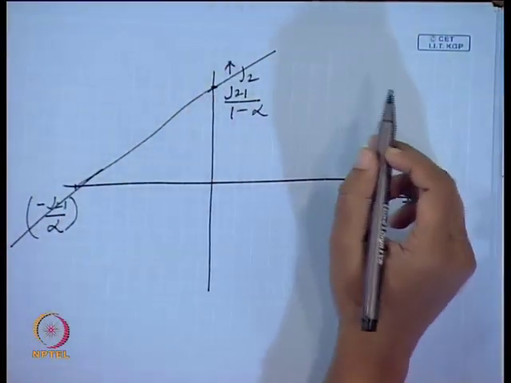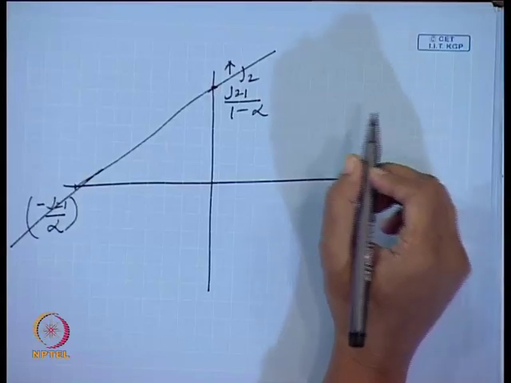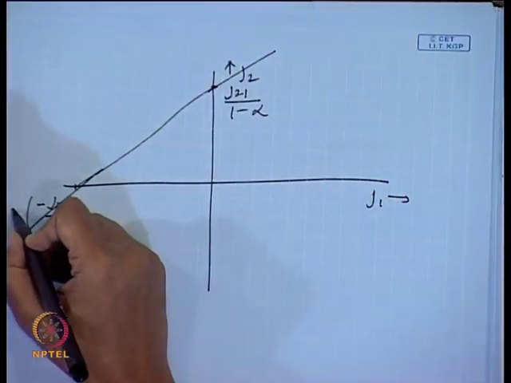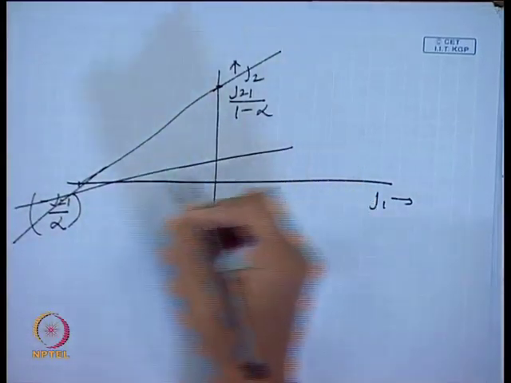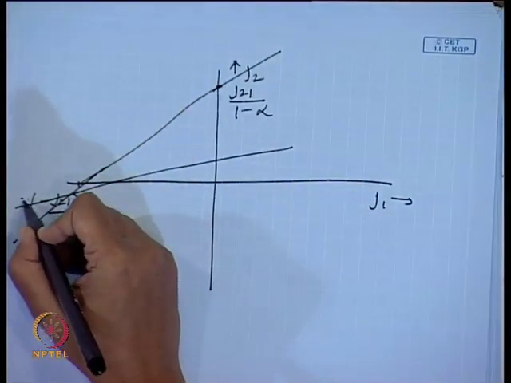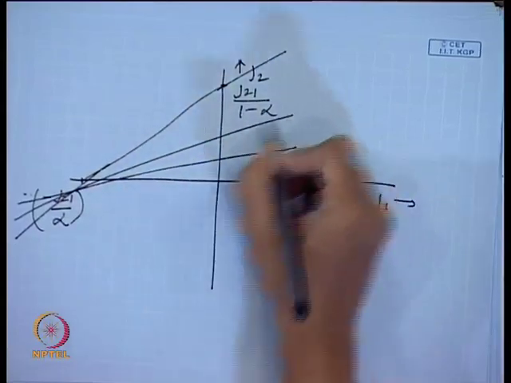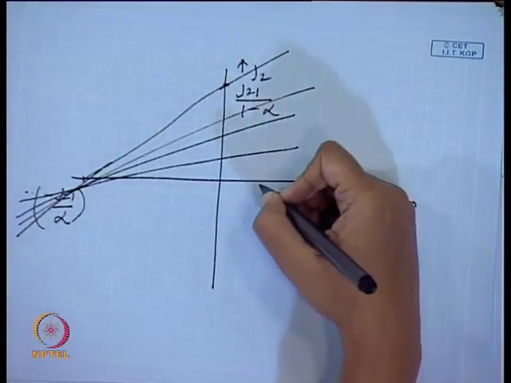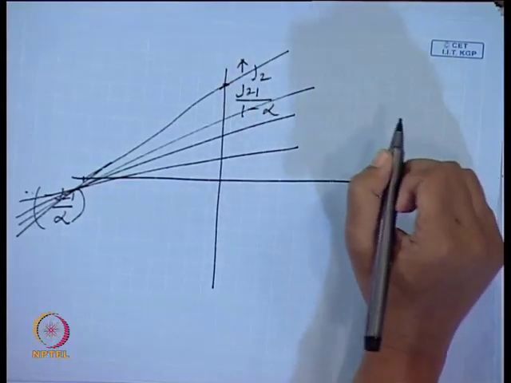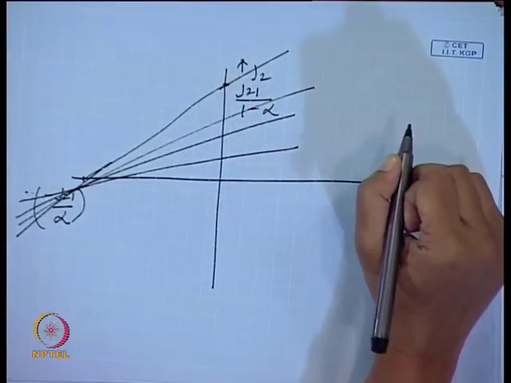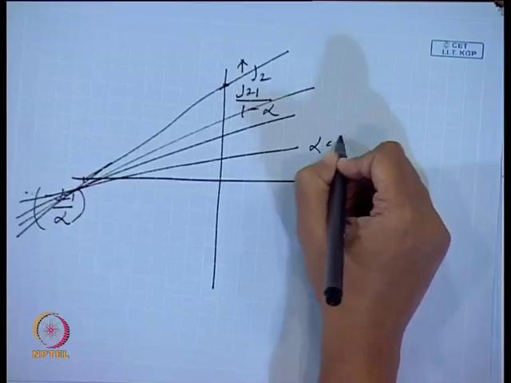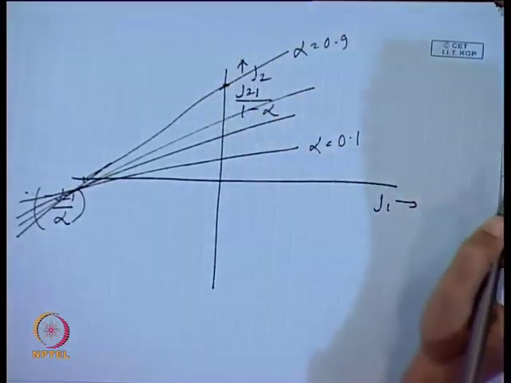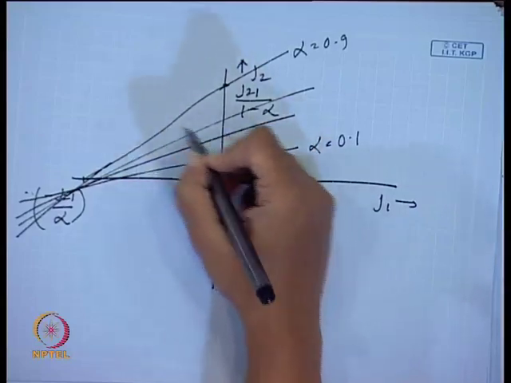This is for one particular alpha. If we go for lower and lower alpha, we get something of this sort. Again, if we go for a higher alpha, we get something of this sort. In this way, we get different straight lines for different alpha values. Maybe this is for alpha equals 0.1, this is for alpha equals 0.9, and so on and so forth. I could not draw it very well.